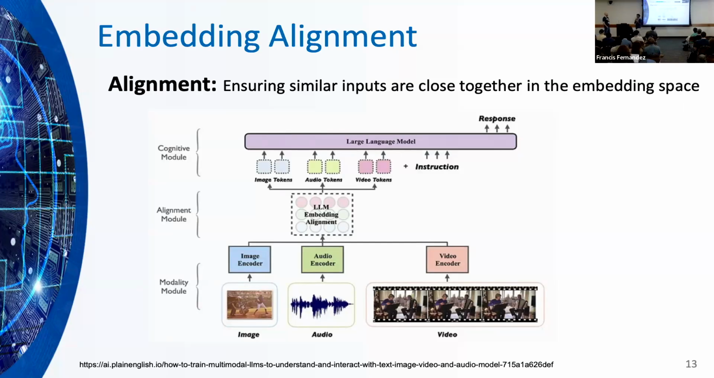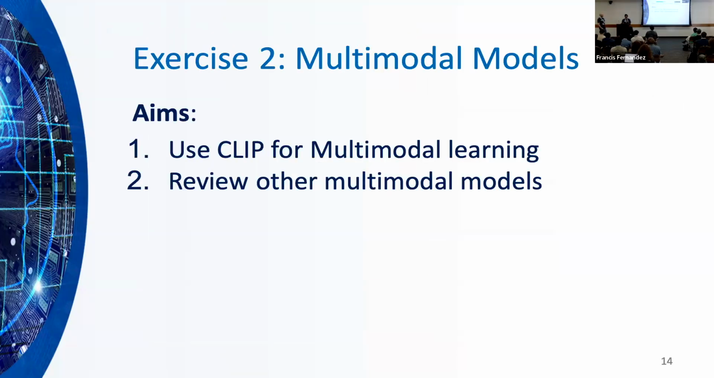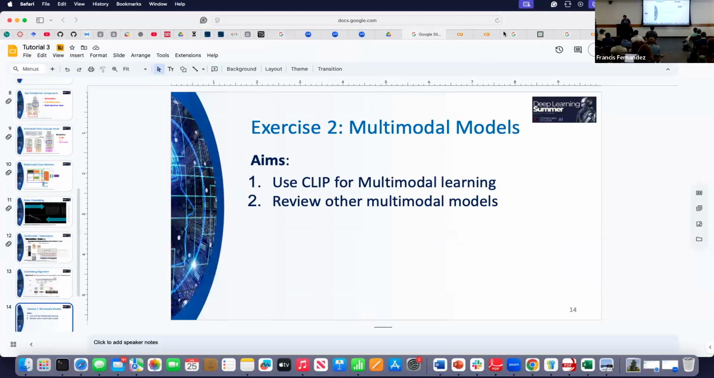What makes this really cool is that you can put any sort of input you want into the model, as long as you're able to tokenize it and then project it onto the same vector space. So for exercise 2, we're going to go through using CLIP as a multimodal model, which maybe some of you have heard of.